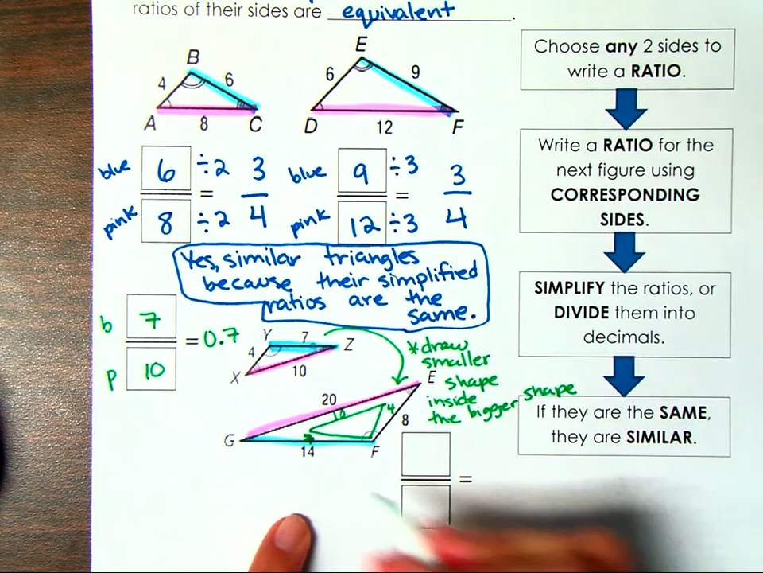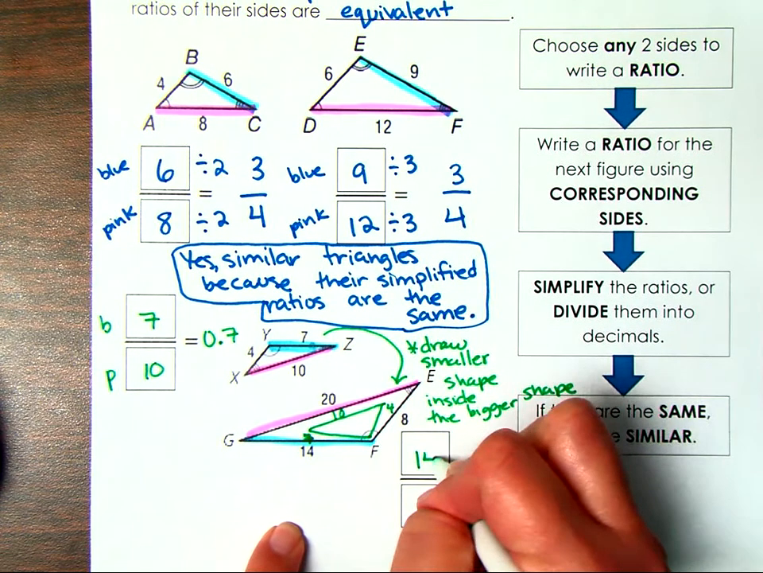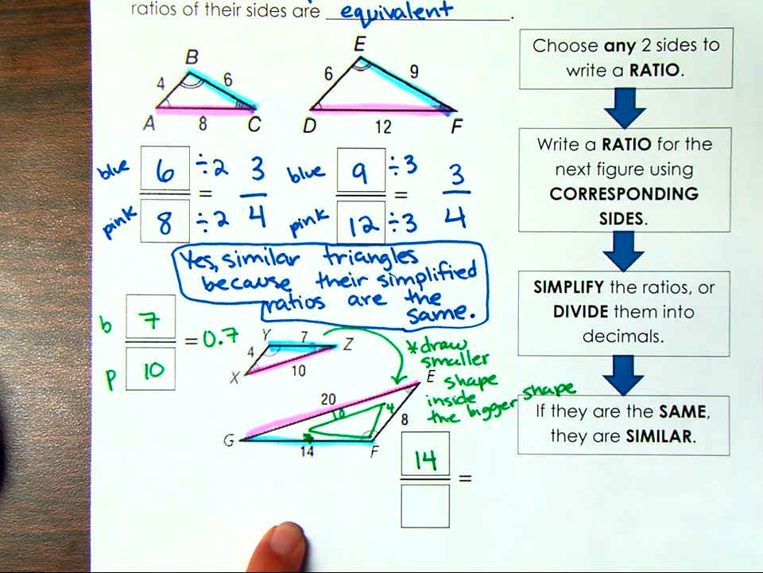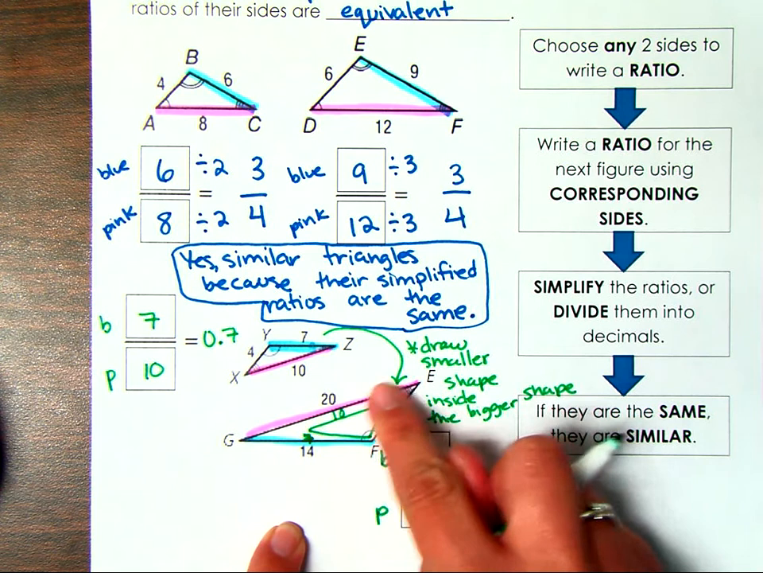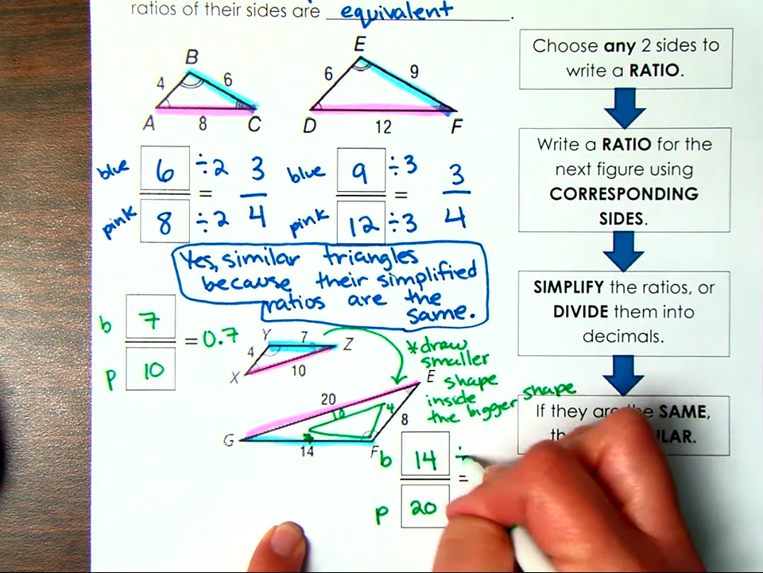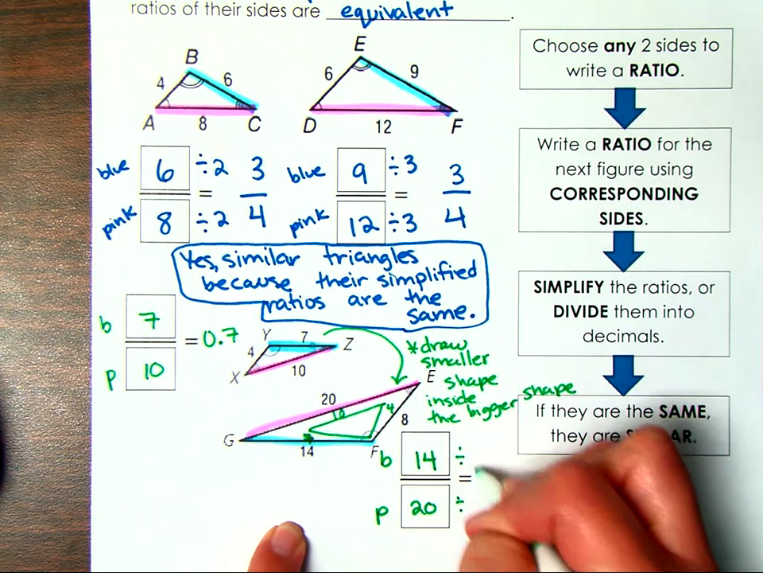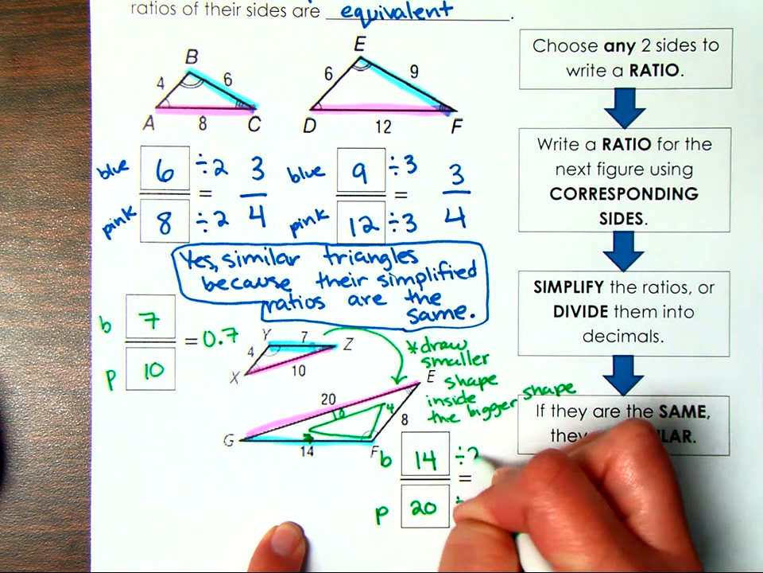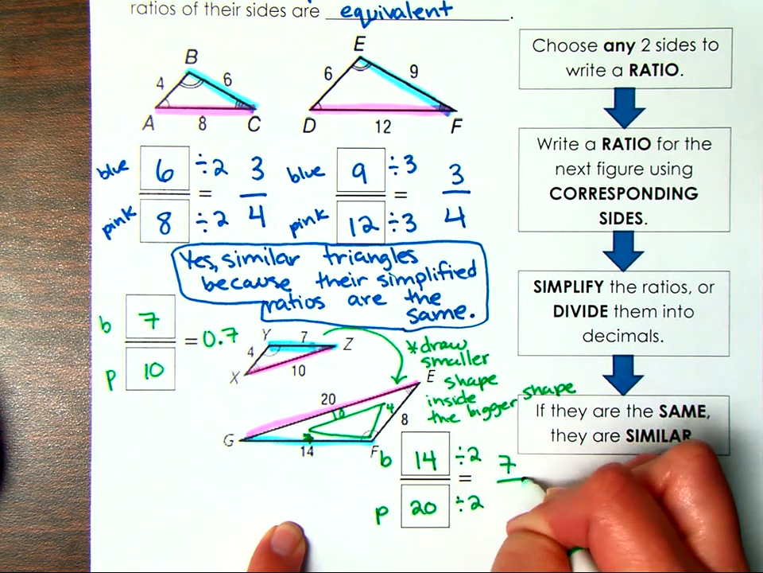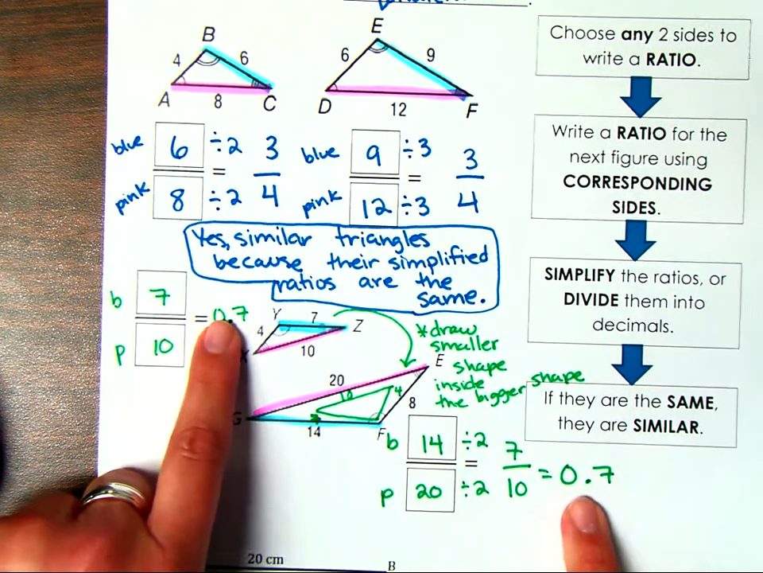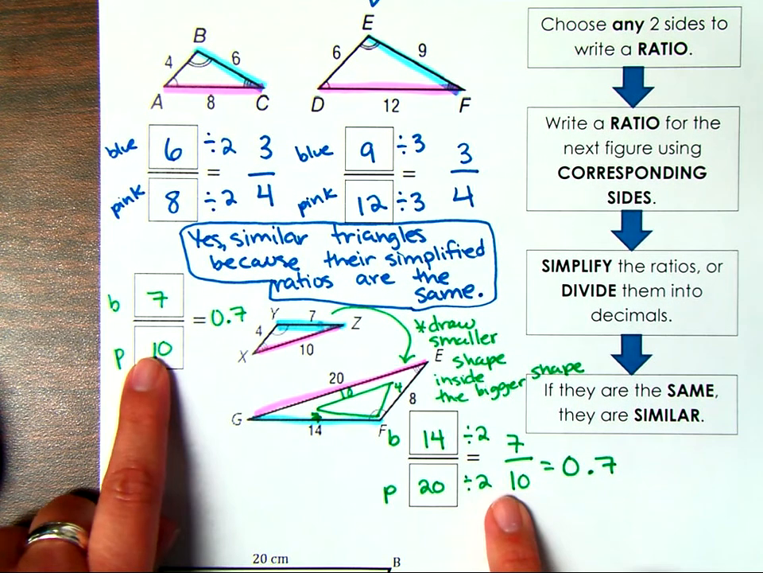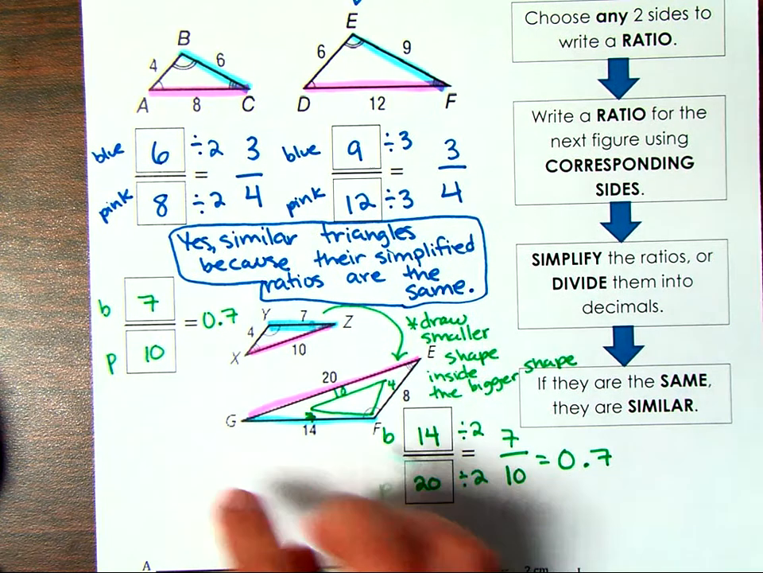So 14 was in the same position as that 7, so we're doing blue to pink. And the 20 was in the same, corresponding side with that 10. So we can divide this by 2, and that would be 7/10. Or if you wanted to change it to the decimal, 7/10 is the same, or they reduce down to the same. So yes, these are similar as well.